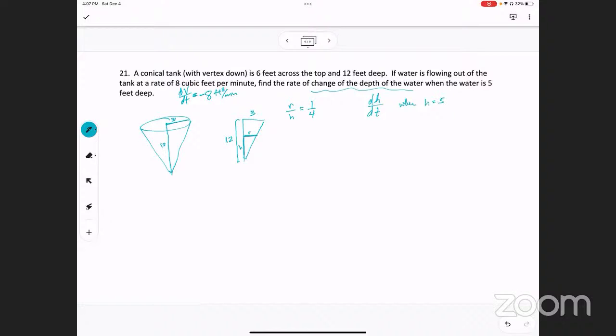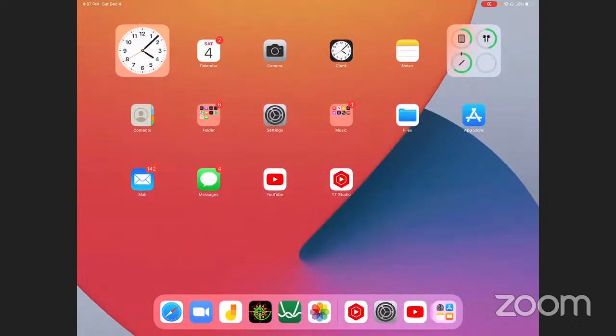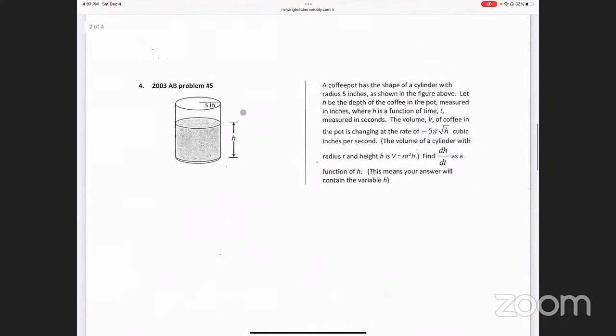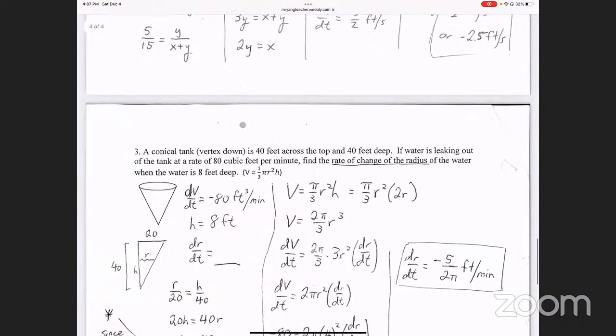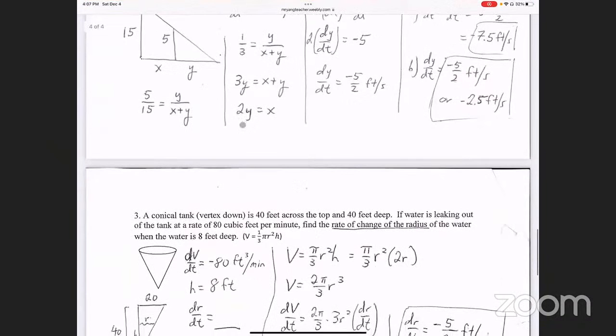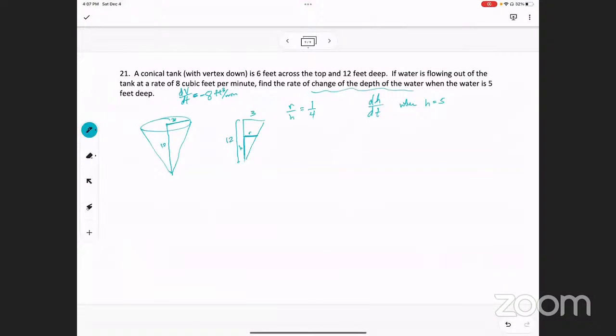So this is a classic one of those problems. So first we have to find the volume of a cone. Let's look that up real quick. Oh, I bet it's right on this page somewhere because this is a very common problem. Yep. The volume of a cone is pi thirds r squared h. Pi over 3 r squared h is the volume of a cone.